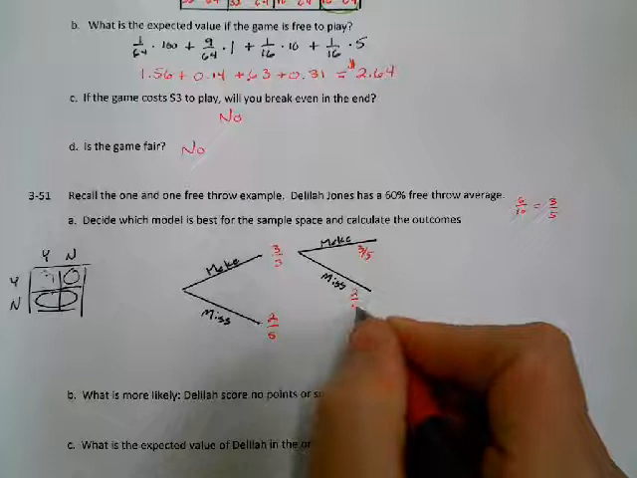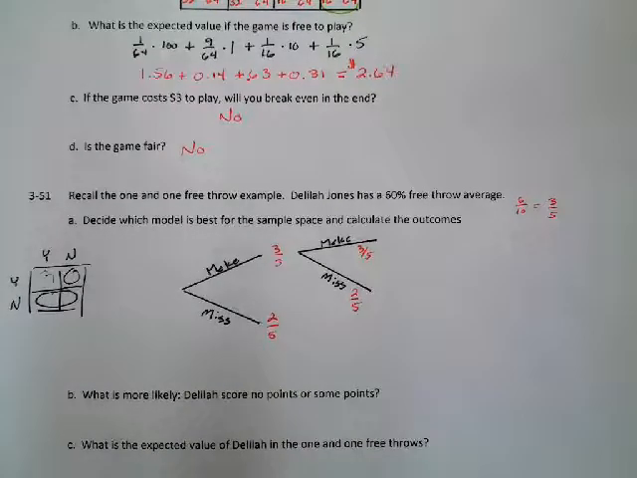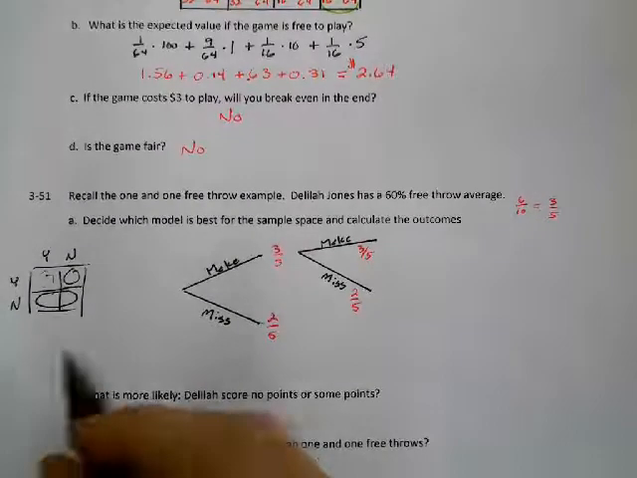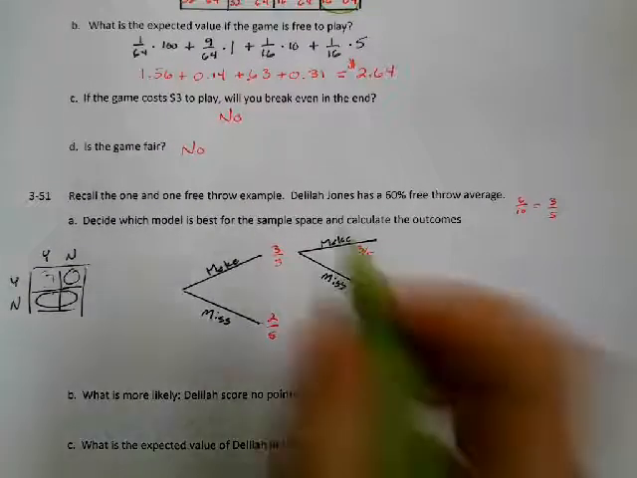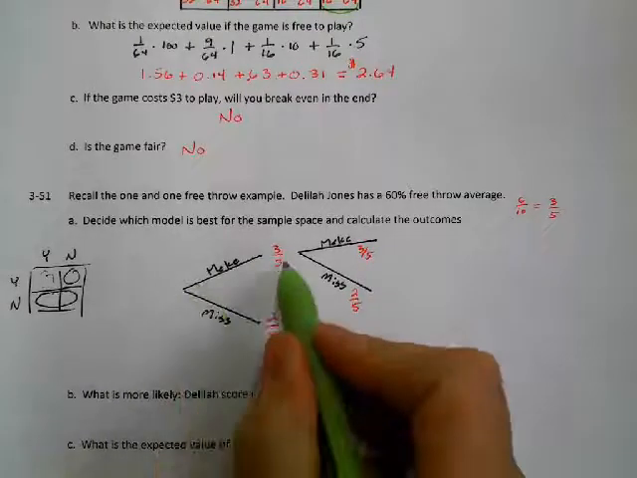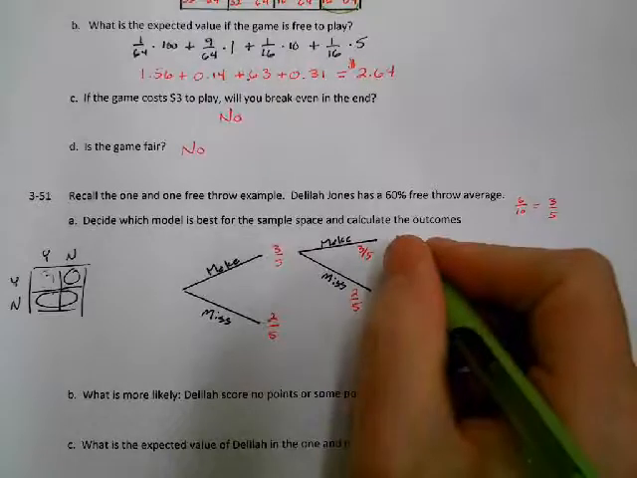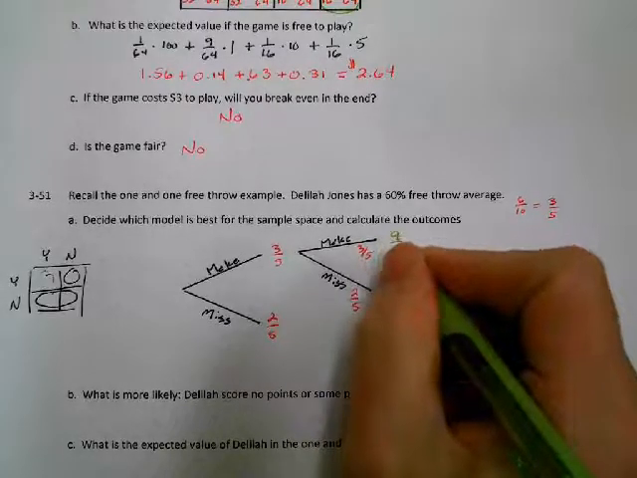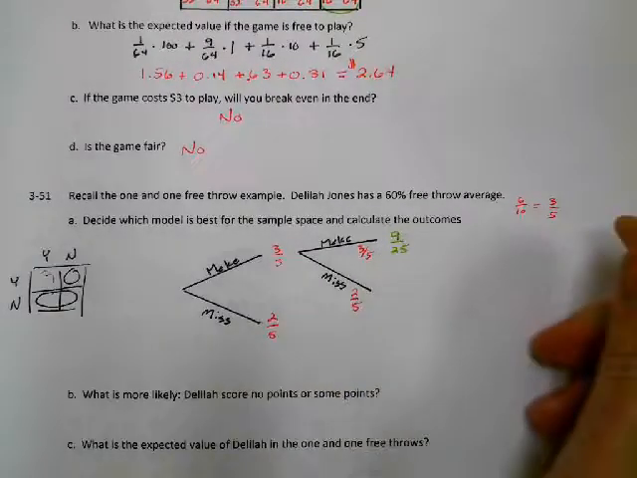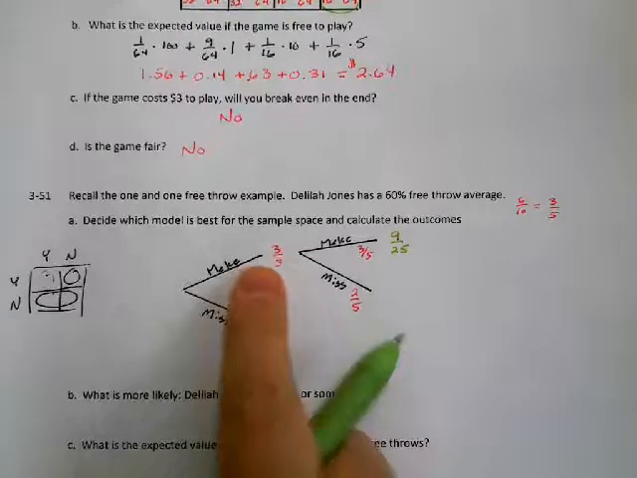So since these are two separate events, two separate shots, we would multiply the probabilities to see what the outcomes are. So making it and then making it again, 3/5 times 3/5, that would be 9/25. Making it, then missing it, that would be 6/25.